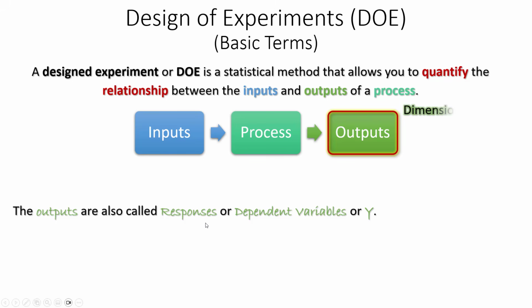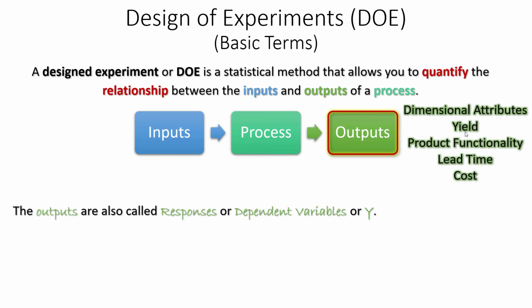Now, this could be a ton of different things. It could be your dimensional attributes: length, width, height, some feature, whatever. Your dimensionals are an output of your process. It could be yield. Your yield is an output of your process. If you have a bad process, you're going to have bad yield. If you have bad inputs, you're going to have bad yield. The same thing is true if you have a great process, you're going to have great yield. Product functionality, lead time, the cost of your product, for example, is an output of your process. It is a function of your inputs and your process, and that determines the cost of your product.